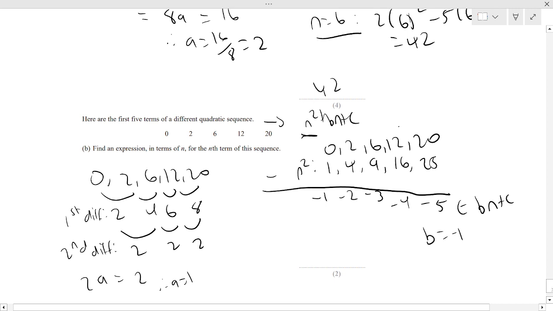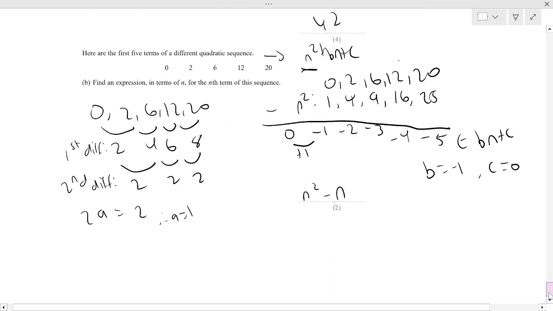Then to get c, let's go the other way. So this term is going to be adding 1, but that'll be 0. So that means c would be 0. So therefore, now we know a, b, and c. The nth term is going to be n squared minus n add 0, but that's just nothing. So that is going to be our nth term.